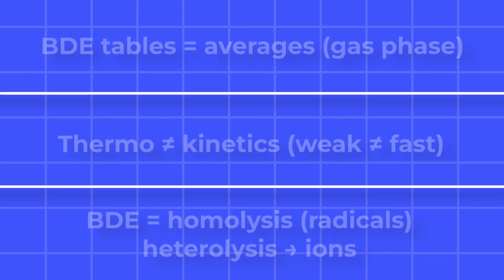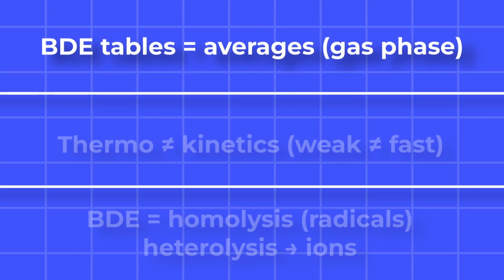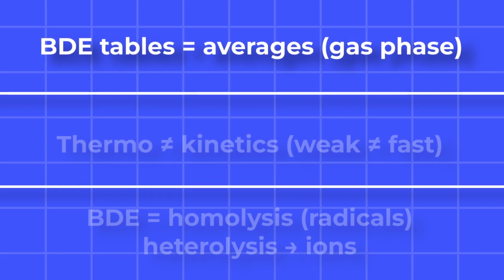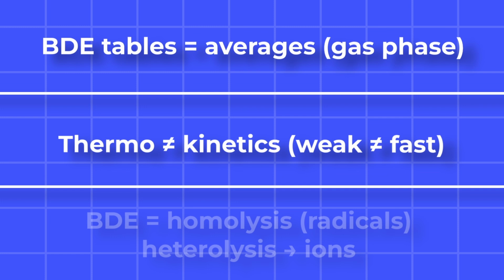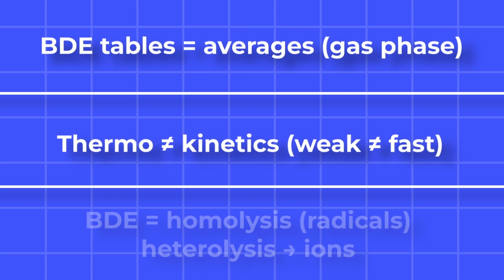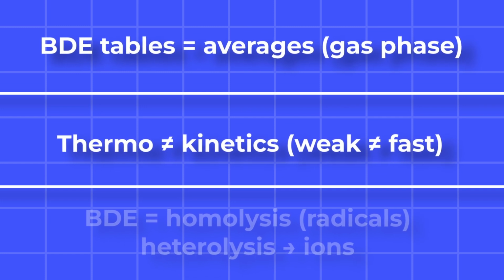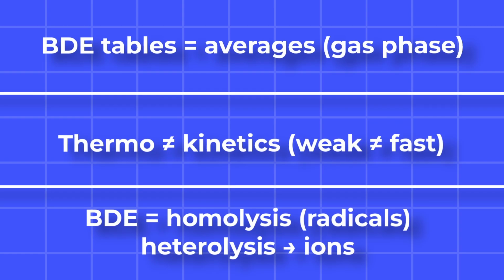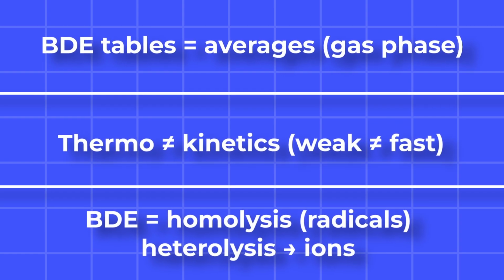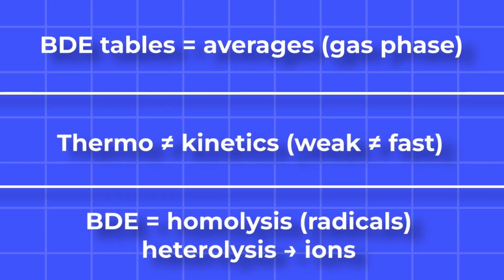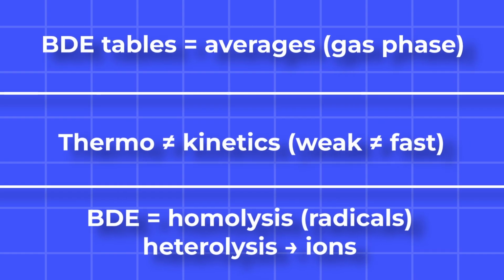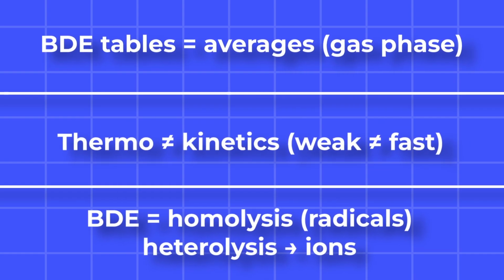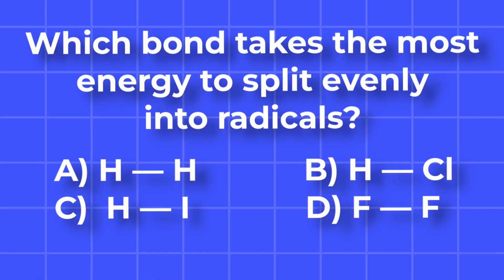3 gotchas. 1. BDE tables list averages, usually gas phase values. 2. Thermodynamics isn't kinetics. A bond can be weak yet slow to break without the right mechanism or conditions. 3. BDE is about homolysis, an even split into radicals. Heterolysis makes ions and follows different energetics. Don't mix them up. Back to the quiz.